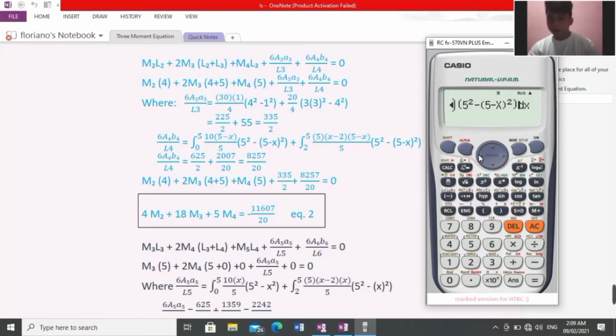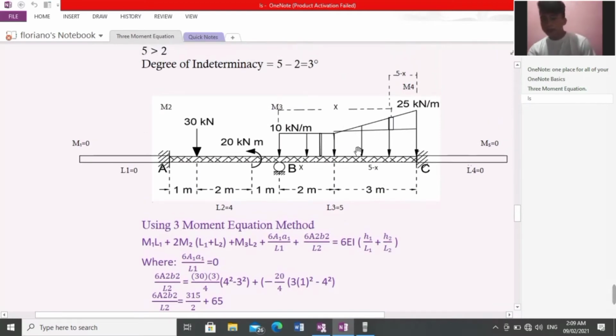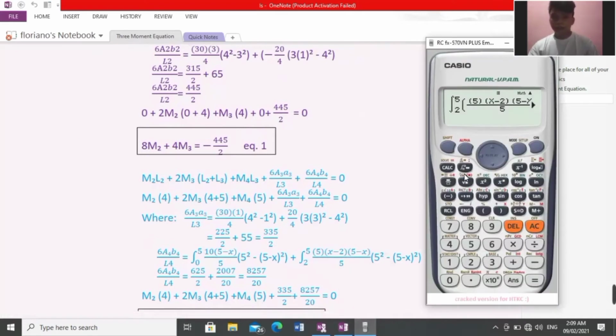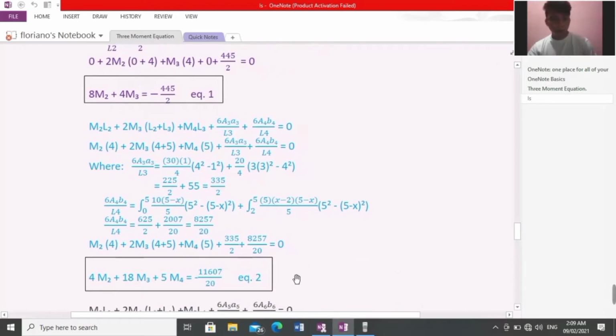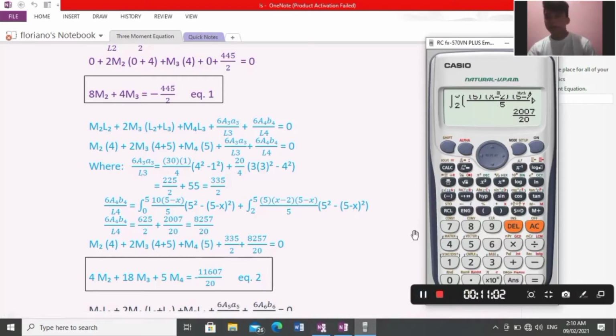So, 2 to 5 siya. So, bakit 2 to 5? Kasi, yung triangular load natin is nagsimula sa 2 hanggang 5. So, 2 to 5 yung ating lower boundary to upper boundary. So, equals to 2007 all over 20. So, tama yung sagot natin.